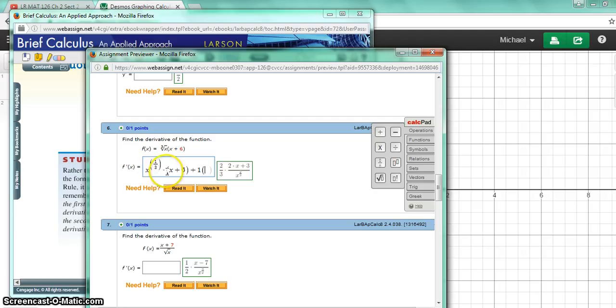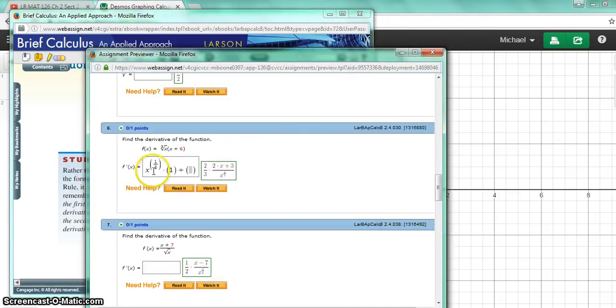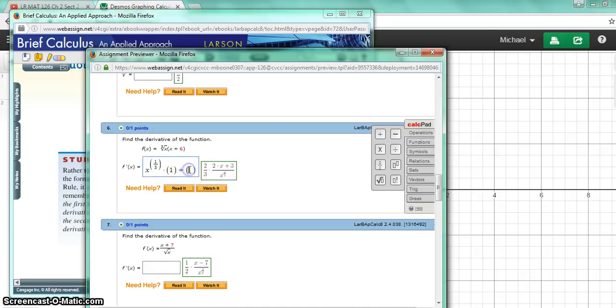So here's my first function times the derivative of my second function, sorry. So the first function times the derivative of my second, it really doesn't matter the order since it's plus, right? 2 plus 5 is 5 plus 2. But following the book's process, you take the first times the derivative of the second, plus the derivative of the first.